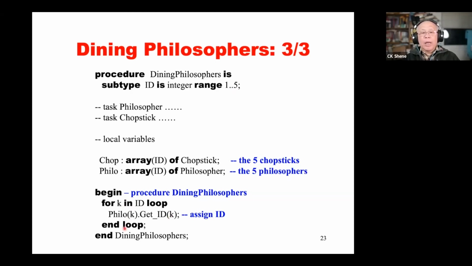So after creating all and passing all IDs to each philosopher, each philosopher starts running. Remember, in Ada, the task declared in this procedure would run once this procedure starts running. The procedure will wait until all of its tasks complete. So this is an example of Dining Philosophers written in Ada.